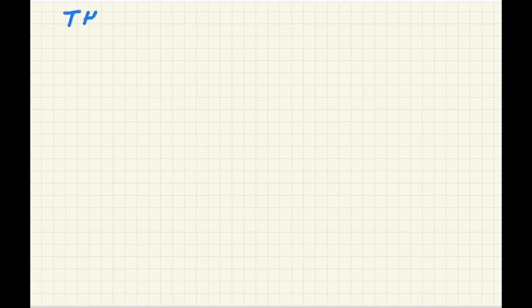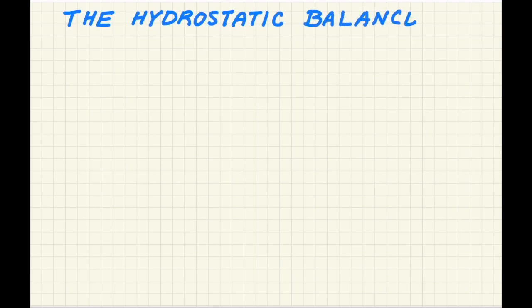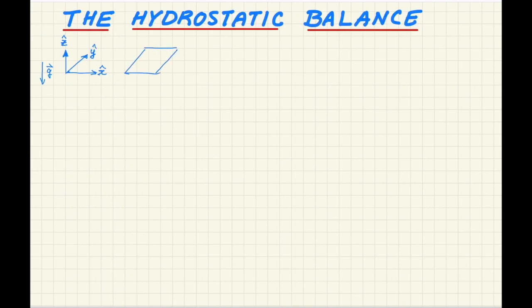Okay, now we're going to derive the hydrostatic equation. And we're going to consider a coordinate system. It's going to be a local Cartesian coordinate system with the z hat, y hat, and x hat, and it's oriented locally so that the z hat points upward, or in the opposite direction of gravity. So gravity is in the minus z hat direction.